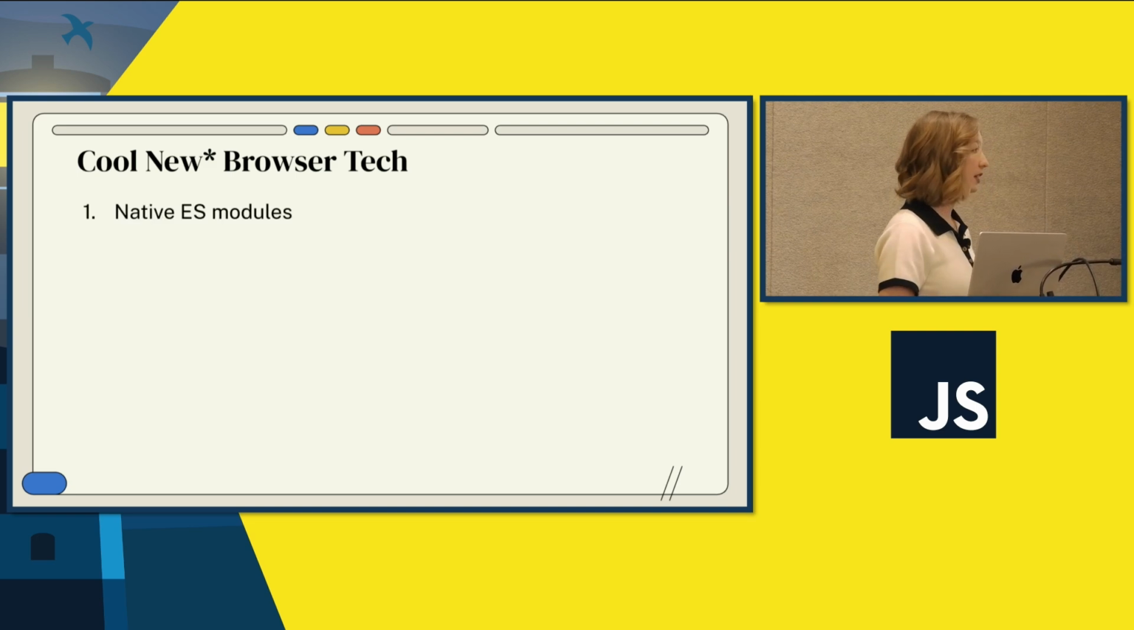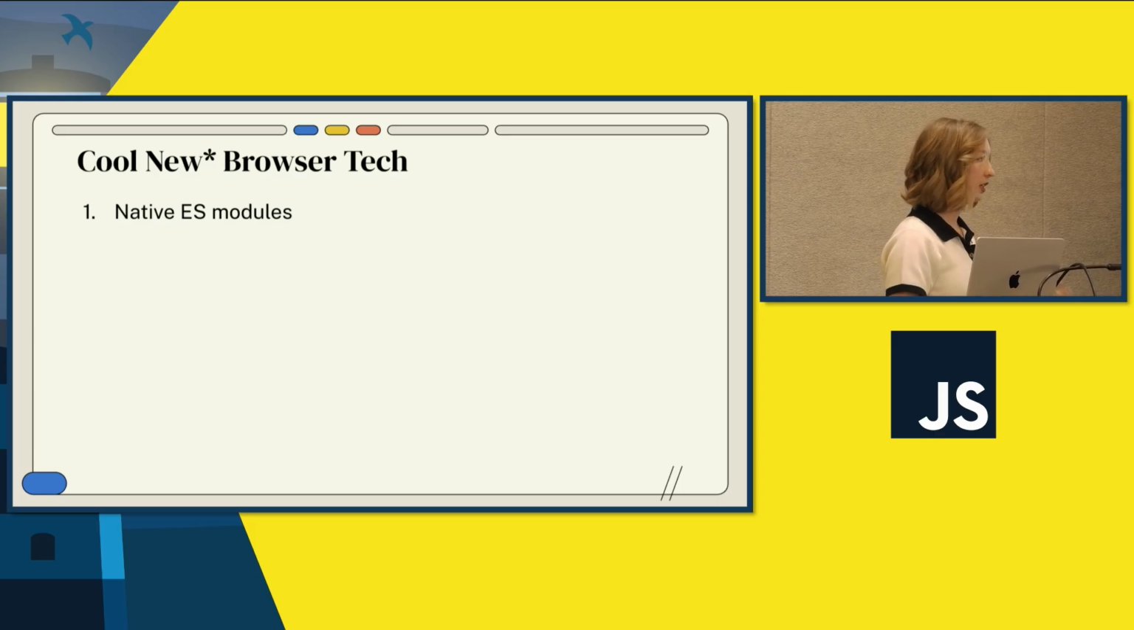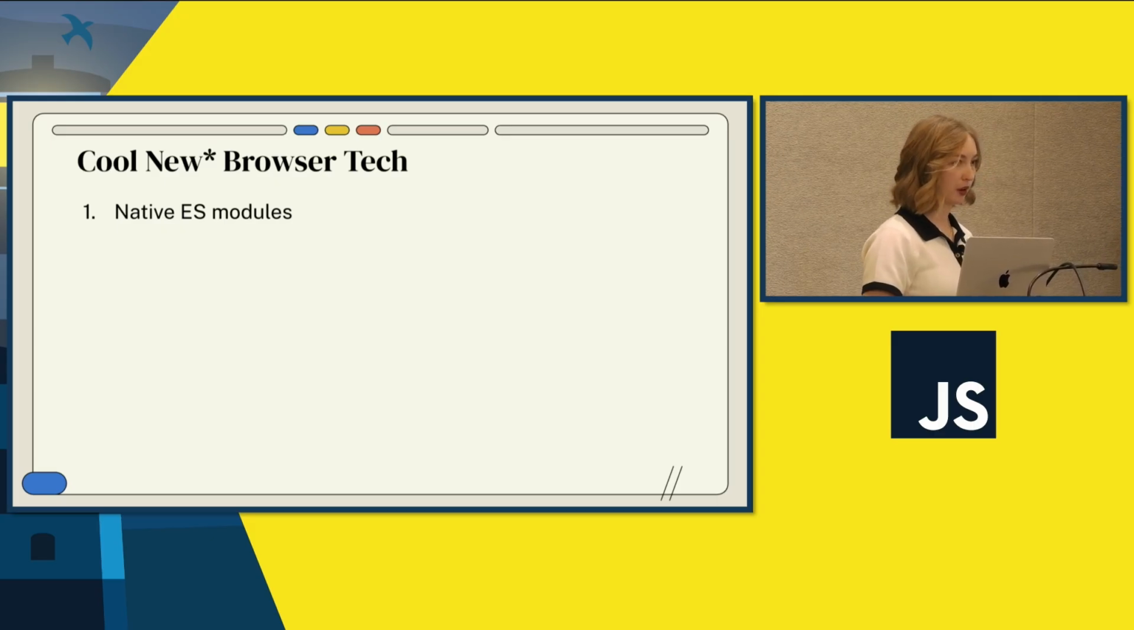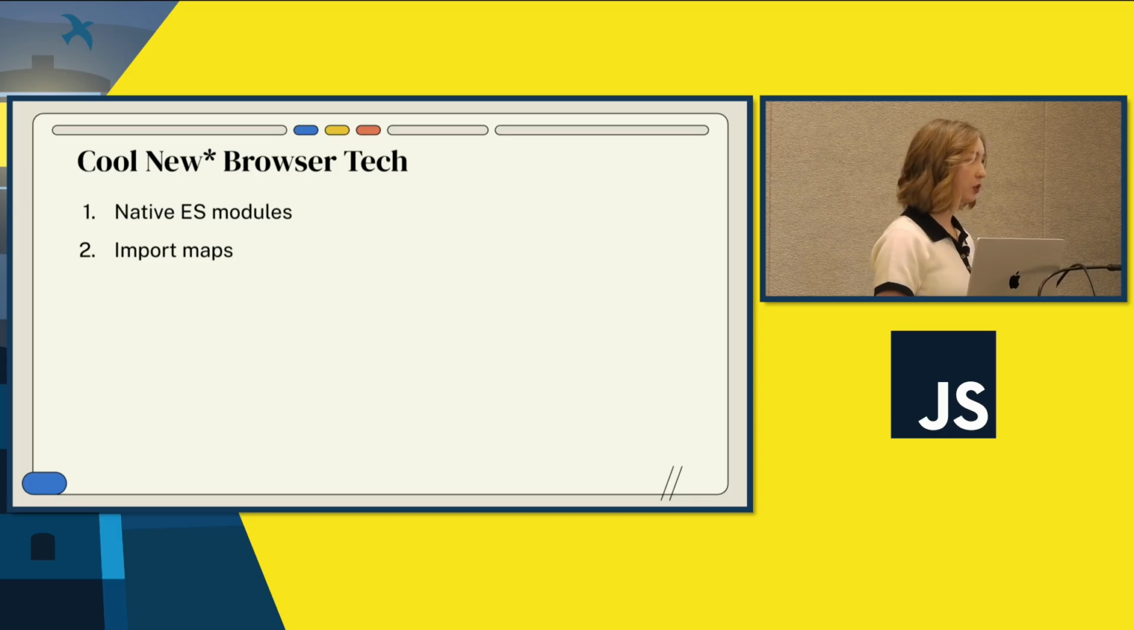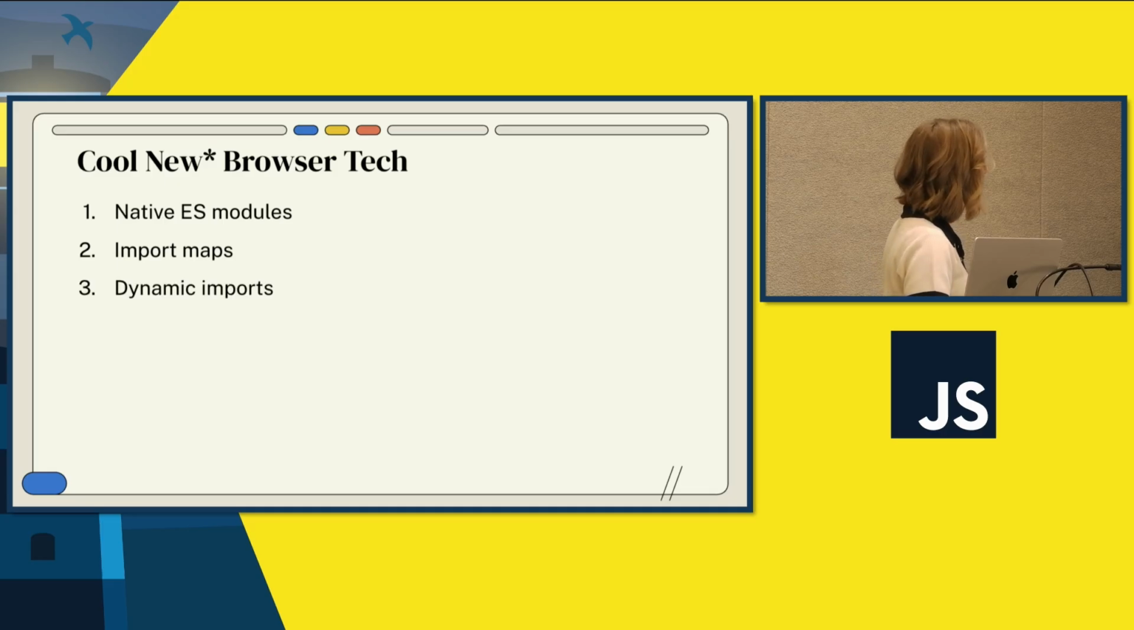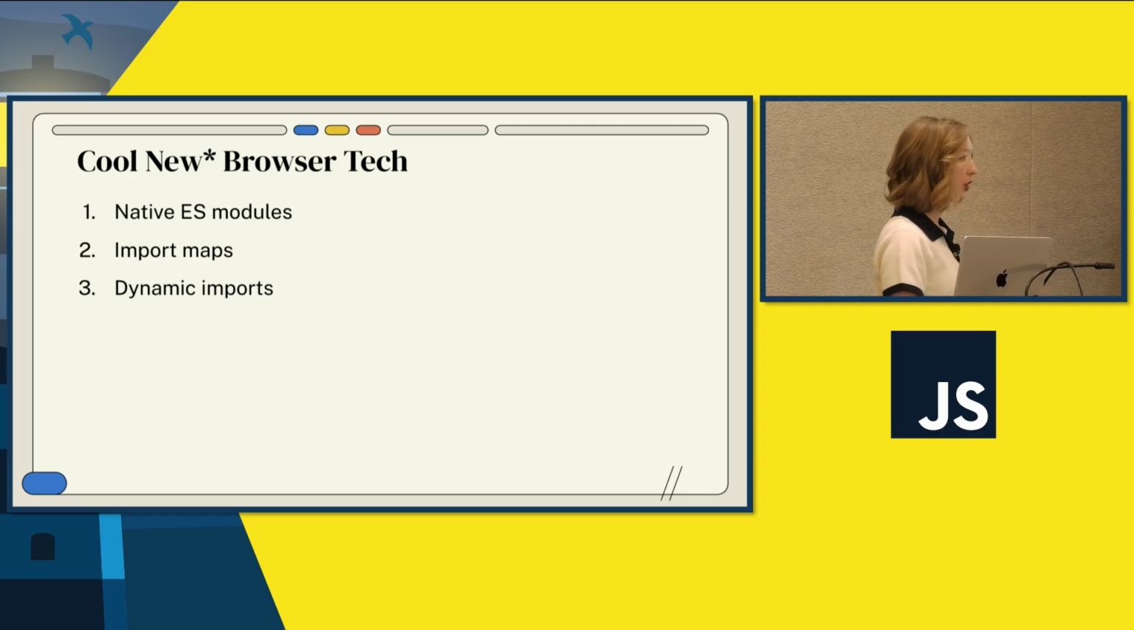So first up is native ES modules. This allows you to use ES modules in the browser and just import an ES module and run what's in it. Second is import maps. So these allow you to, for a given import, tell the browser how to go and find assets for that import. And thirdly, dynamic imports. So you don't have to have every import defined at build time. You can have dynamic imports that are resolved at runtime.